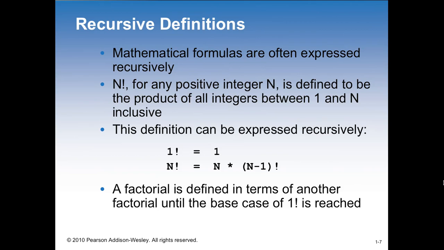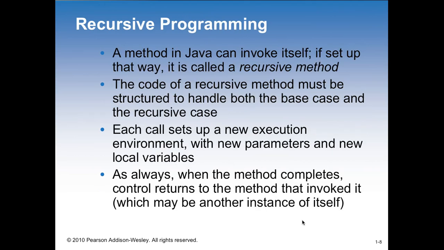So here are some recursive definitions. Mathematical formulas are often expressed recursively. So for positive numbers, n factorial is defined to be the product of the integers between 1 and n inclusively. So the definition can be expressed recursively, where n factorial is equal to n times (n minus 1) factorial. So a factorial is defined in terms of another factorial until the base case factorial is reached, 1 factorial. So for factorial, also for Fibonacci numbers, very common, you see it in most textbooks, they lend themselves really nicely to recursive examples, actually.